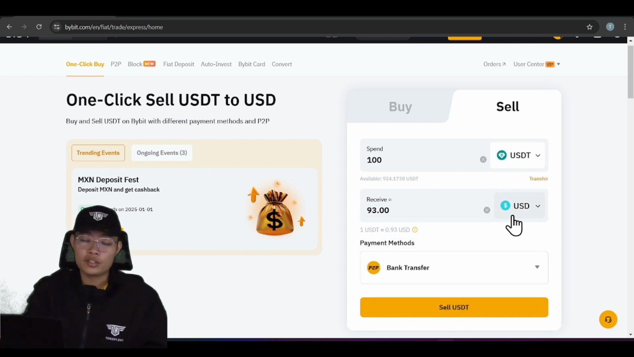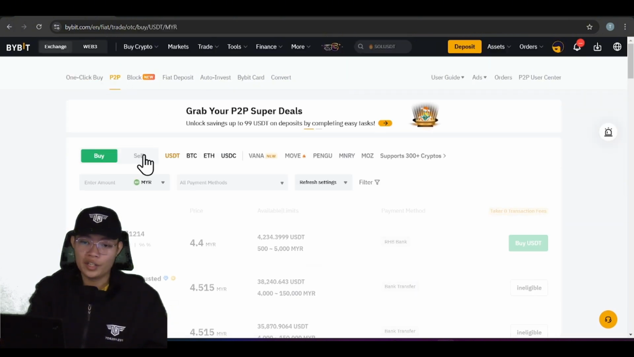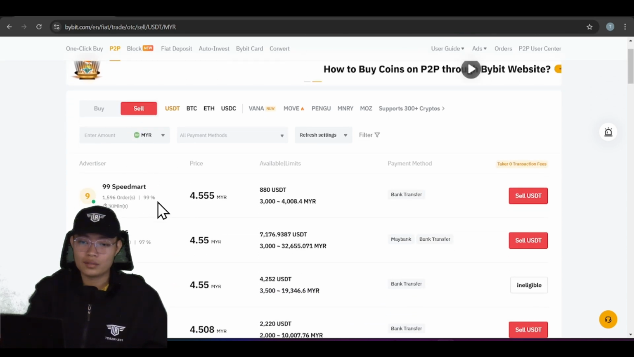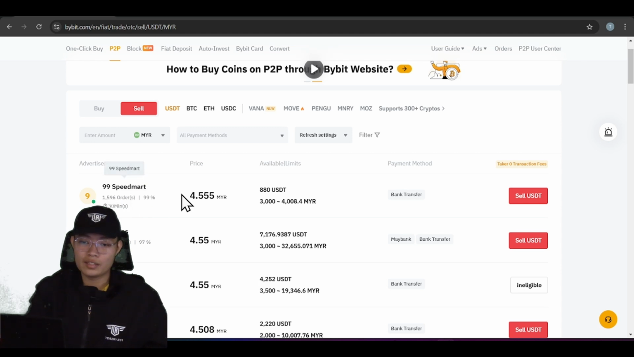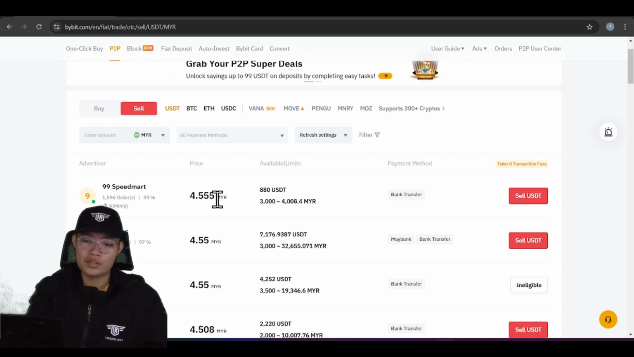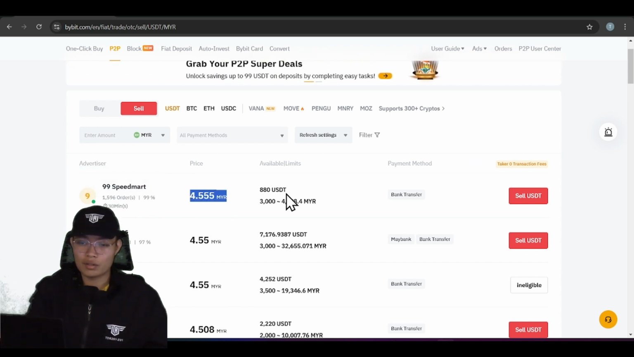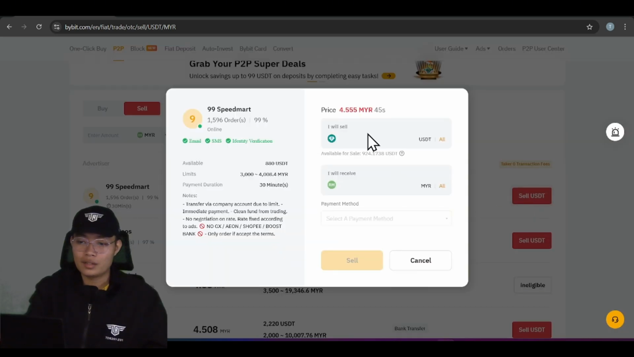Some countries have this one-click buy and one-click sell method, but for information, you can just go to P2P, same method. You click sell, which means you want to sell USDT. When you click sell, you can see this order is quoting a rate of 4.555, which means you are going to sell your cryptocurrency to this seller at this rate. Remember to also check the number of orders, the response time, and the average transaction time. Once you have decided to sell to this seller, you just click sell USDT.